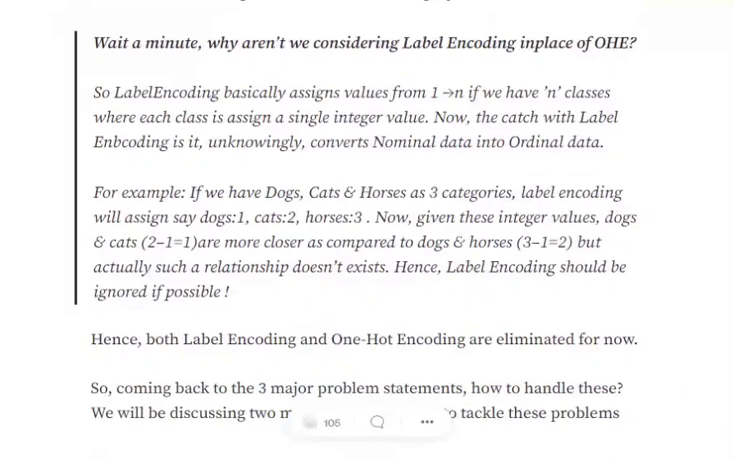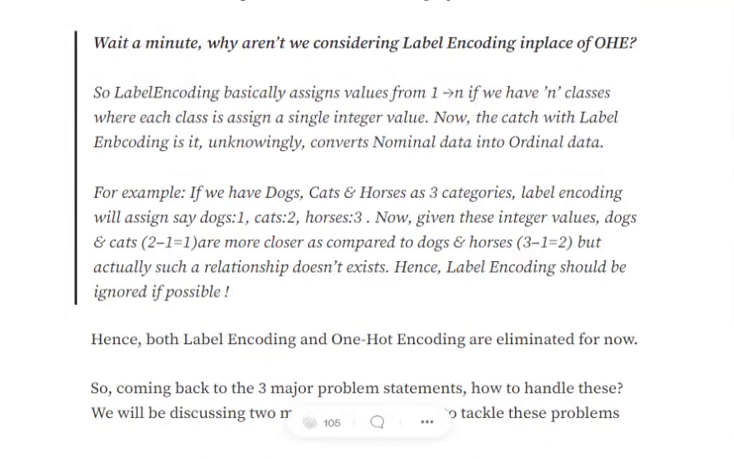So hi everyone. Today we'll try to understand why we should not be using label encoding while converting categorical data into numerical data, and why one should prefer one-hot encoding if possible in place of label encoding. So let's understand what the cons of label encoding are and why it should be ignored.